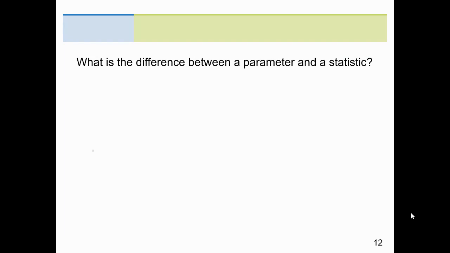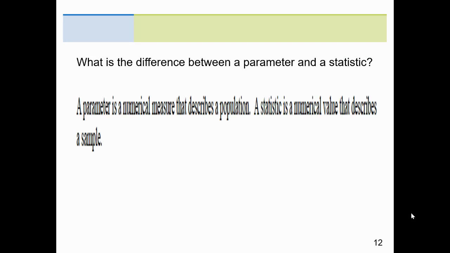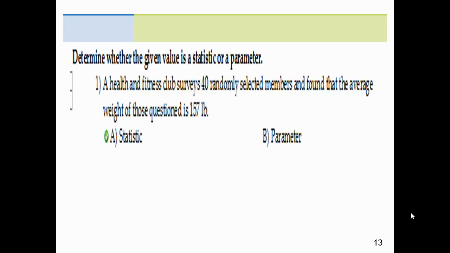Again, what's the difference between a parameter and a statistic? A parameter is a numerical measure that describes a population. A statistic is a numerical value that describes a sample.